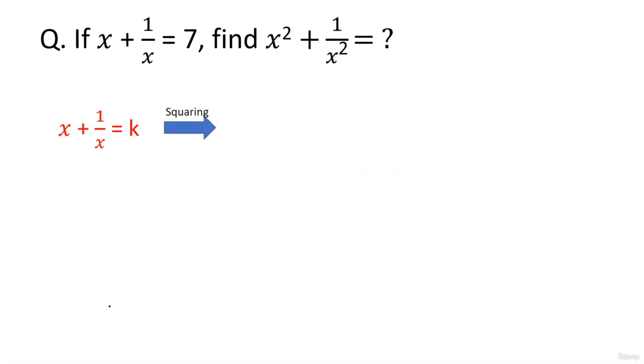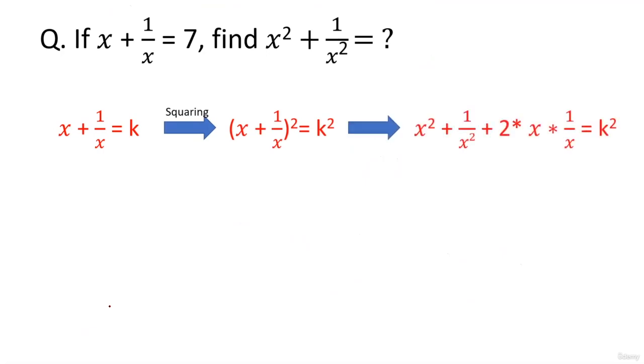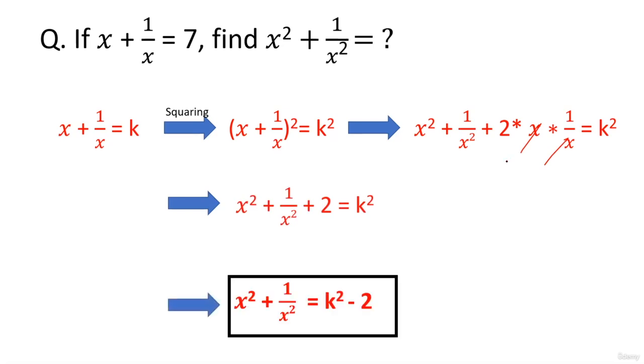Okay, so we'll square both sides first. We'll get x plus 1 upon x the whole square equals k square. So left hand side becomes a plus b the whole square, right? It's a square plus b square plus 2ab, right? So when you square, the left hand side becomes x square plus 1 upon x square plus 2 into x into 1 upon x. So we'll get x square plus 1 upon x square plus 2 is k square. Take the 2 on the right hand side. You have x square plus 1 upon x square as k square minus 2.